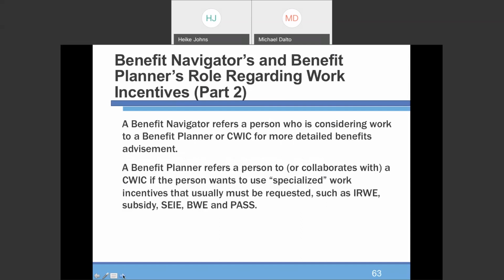A benefit navigator is going to refer a person who's considering work to a benefit planner or a CWIC for more detailed advisement about the impact of work on benefits and using work incentives. A benefit planner will refer a person to or collaborate with a CWIC if the person wants to use those specialized work incentives, those that are not automatic, such as IRWES, subsidy, student earned income exclusion, blind work expense, or PASS, plan to achieve self-support.